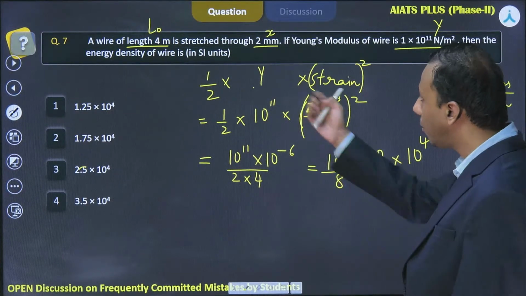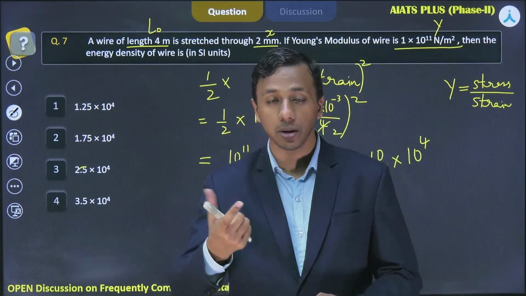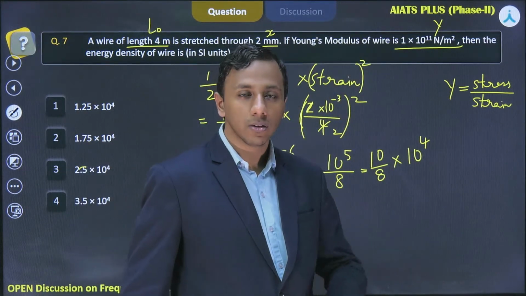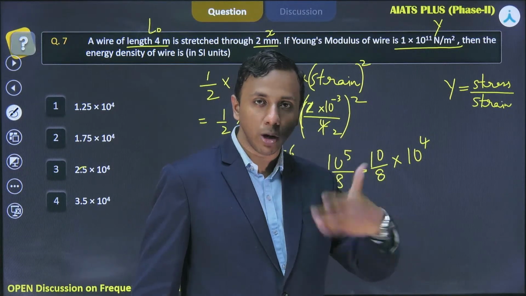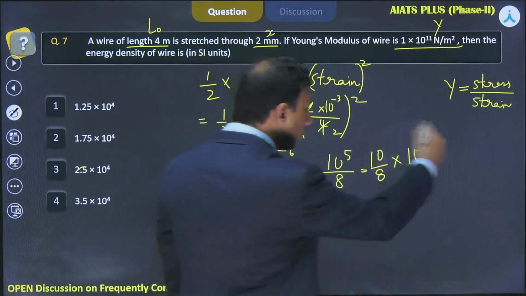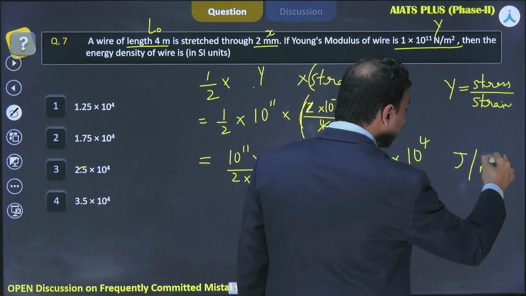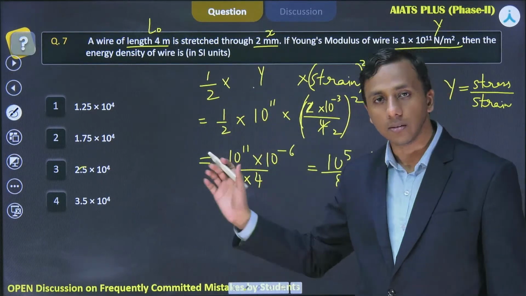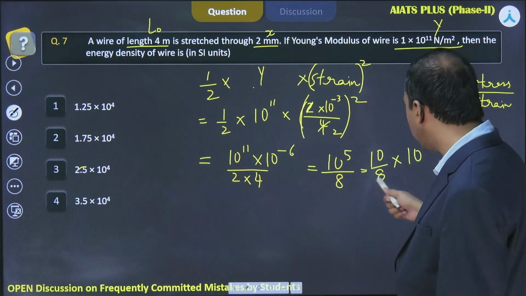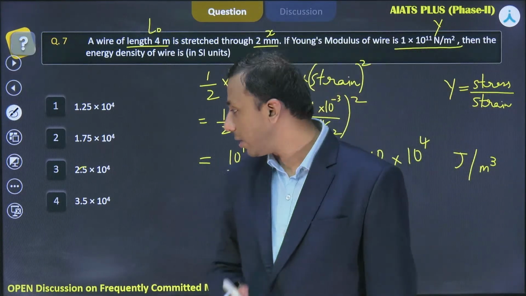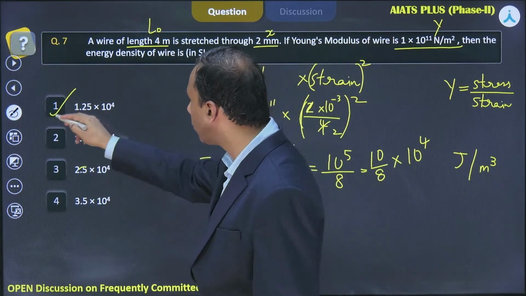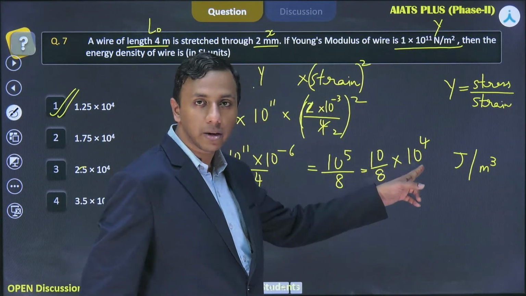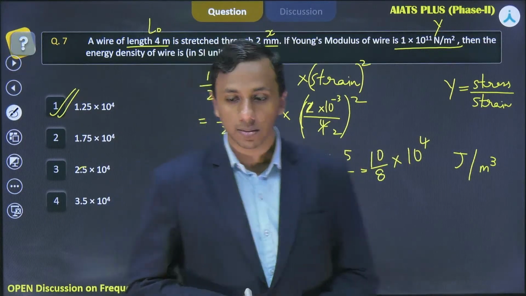And what will be the unit? As I said, please remember the SI unit. Energy density is elastic potential energy upon volume. Elastic potential energy is joule, and volume unit is meter cube. So the answer would be in joule per meter cube. But you don't have to worry about the units because here they had simply written in SI units. Alright, just calculate 10 upon 8, you would get 1.25. So the answer to this one would be 1.25 into 10 to the power 4.